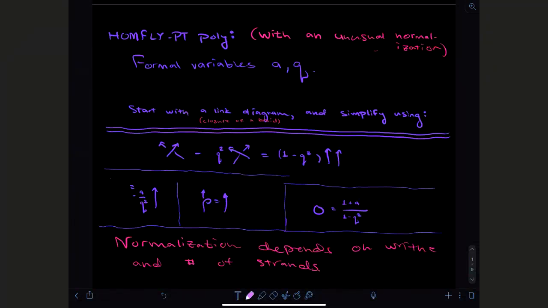The asymmetry between the negative Reidemeister 1 and positive Reidemeister 1 looks maybe a little offensive at the beginning, but just keep in mind that the normalization that we take depends not just on the writhe, but also the number of strands. So you can fix this asymmetry with some normalization.